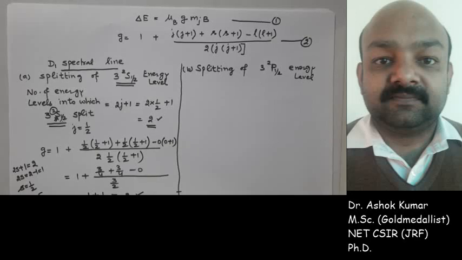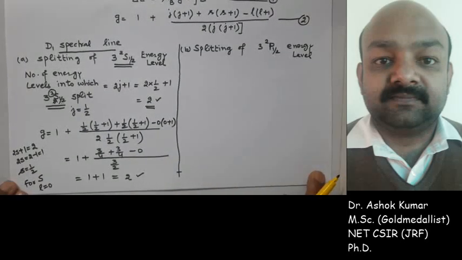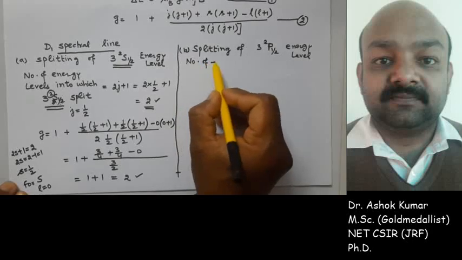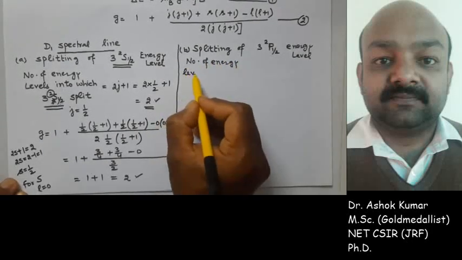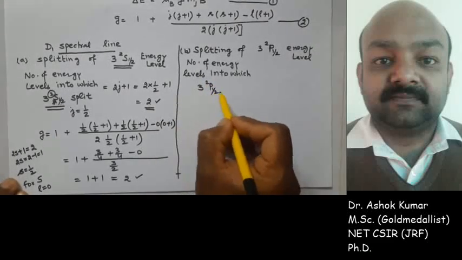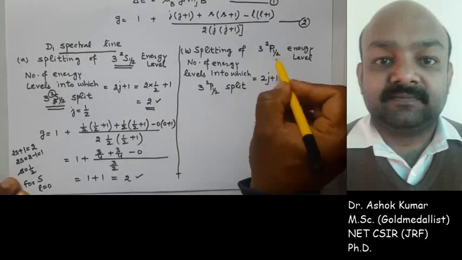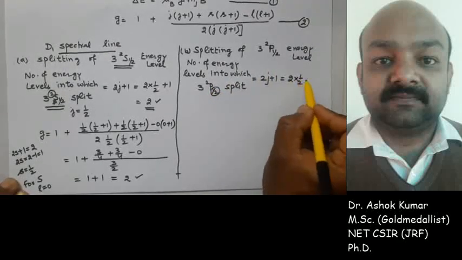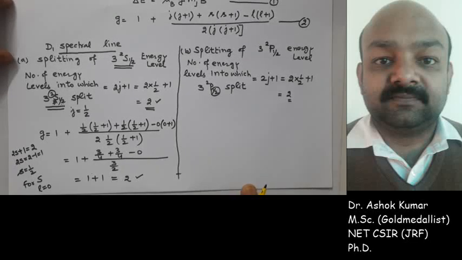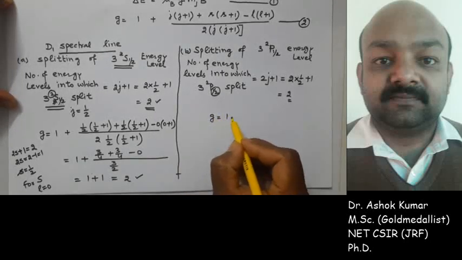Similarly, we will calculate for this energy level. The number of energy levels into which 3p 2P1/2 splits is again 2J plus 1. Again J is this one, so it is 2 into 1/2 plus 1, which is equal to 2. So this energy level will also split up into two energy levels, and the g factor will be calculated again.